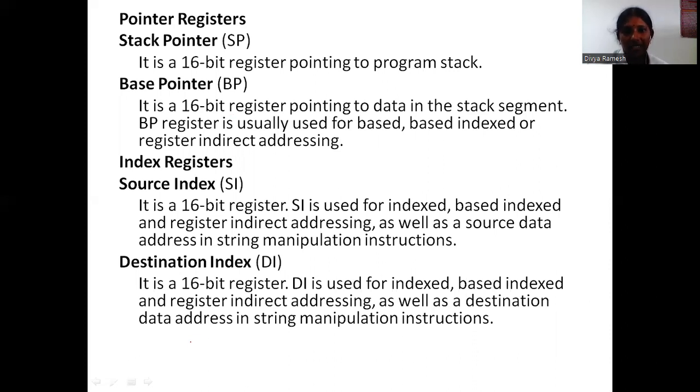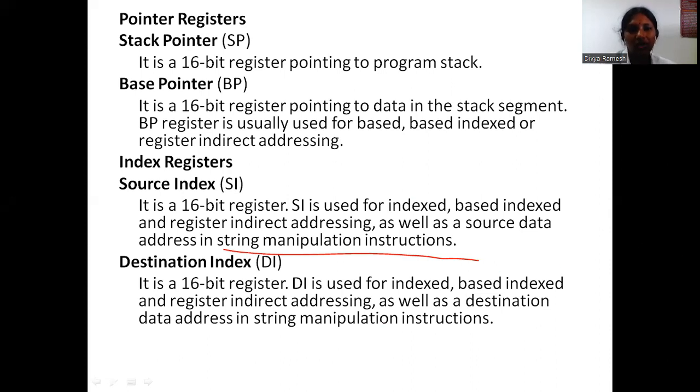Next one is the index registers. There are 2 index registers: source index and destination index. The source index register is a 16-bit register. It is used for indexing, based indexing, and register indirect addressing. Mainly it is used in string manipulation instructions. That is a key point here.